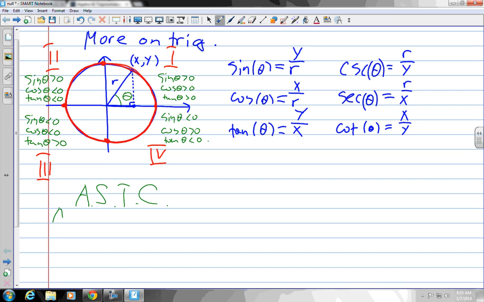All students take calculus. That's how you remember ASTC. It's not very useful, not as good as the SOHCAHTOA thingy, because you can totally figure that one out, right? If you know your ratios, you can get that. But all students take calculus will tell you which functions are positive and which functions are negative and so forth. Okay?